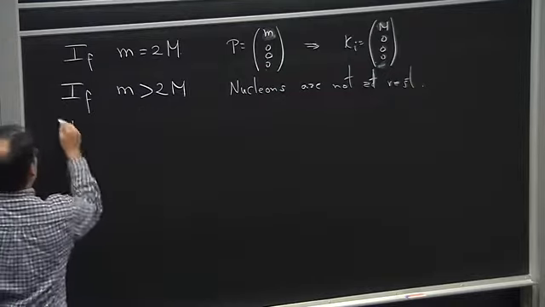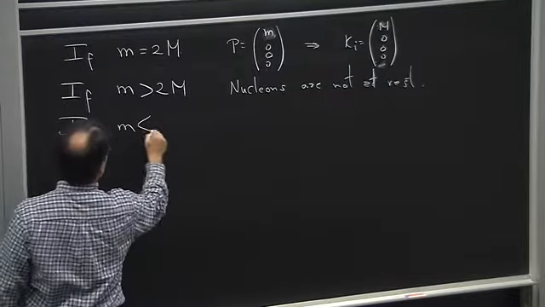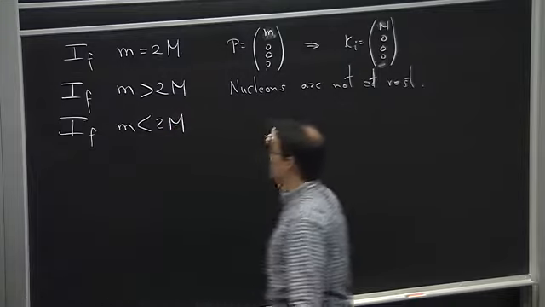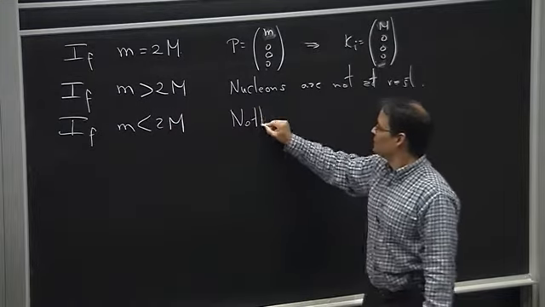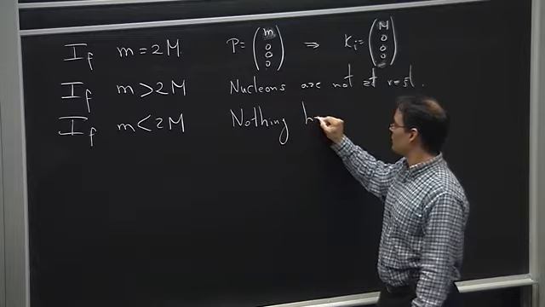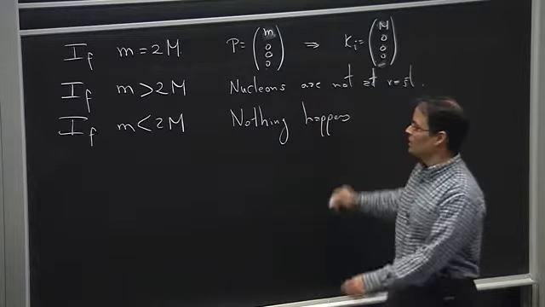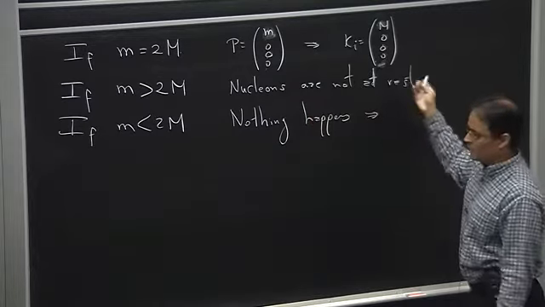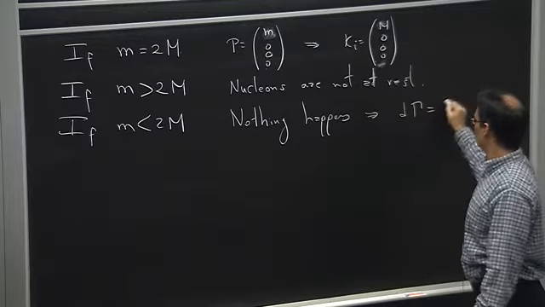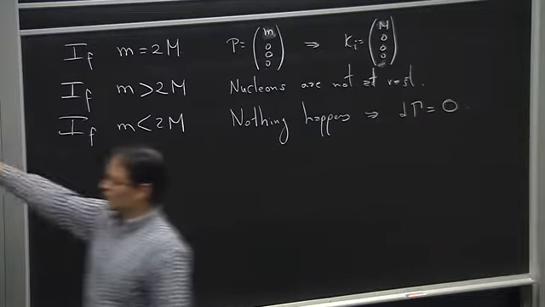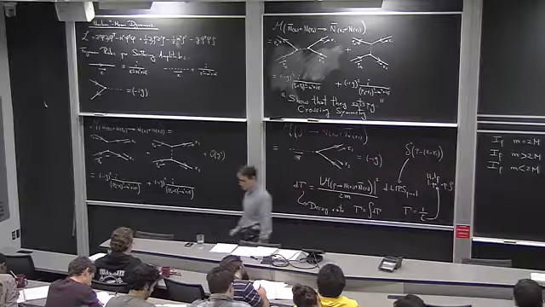Yes, very good. Now, if M is less than 2m, then nothing happens. Meaning that we get 0, because the delta function will not have any solutions.